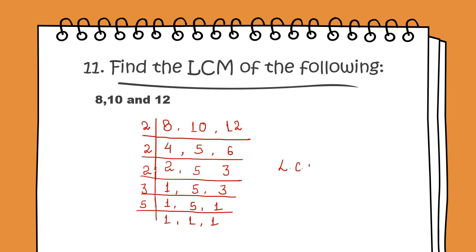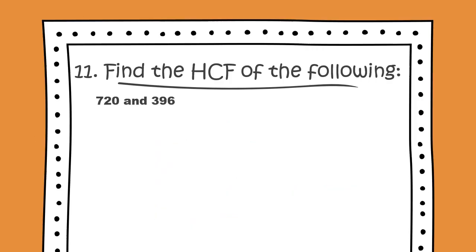To find the LCM, we will multiply these numbers: 2 multiplied by 2, multiplied by 2, multiplied by 3, multiplied by 5. So 2 twos are 4, 4 twos are 8, 8 threes are 24 and 24 into 5 is 120. So the LCM of 8, 10 and 12 is 120.